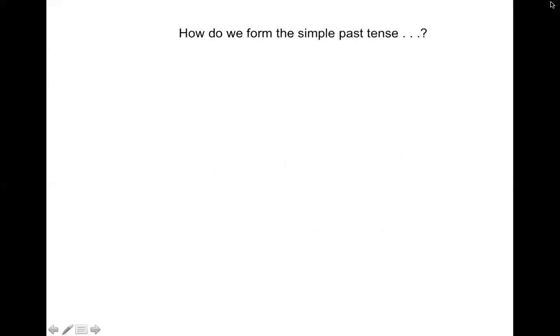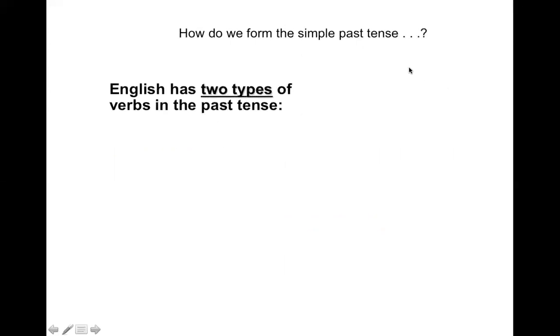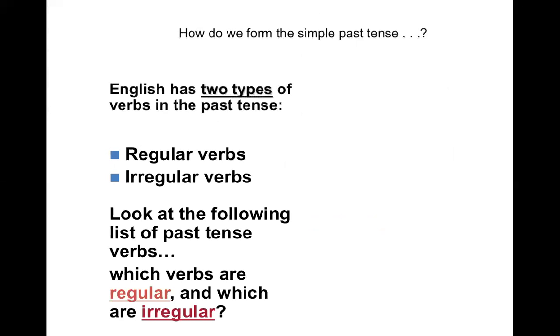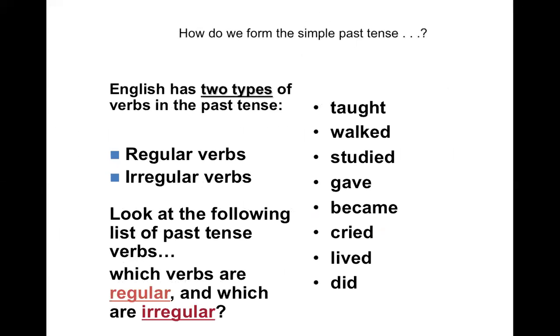Okay, how do we form the simple past? This is an important question. English has 2 types of verbs, regular verbs and irregular verbs. Look at the following list of past verbs. Which verbs are regular and which are irregular? Talk, walk, studied, gave, became, cried, lived, did.